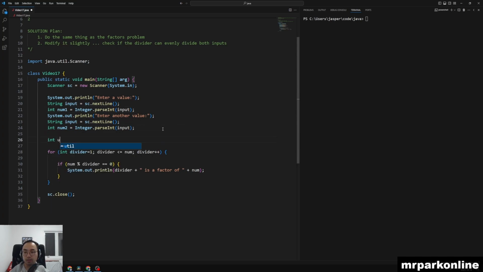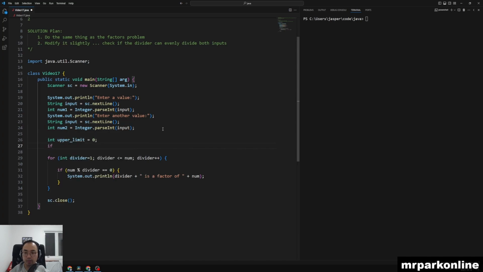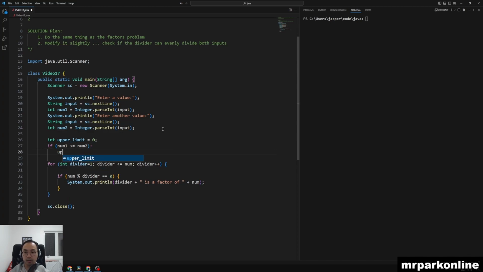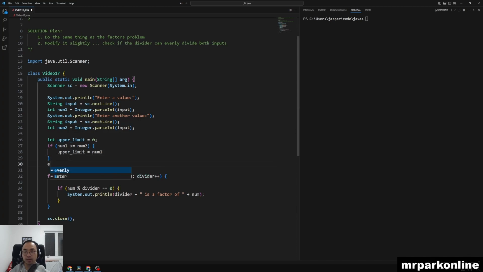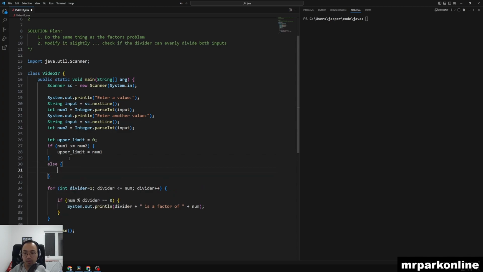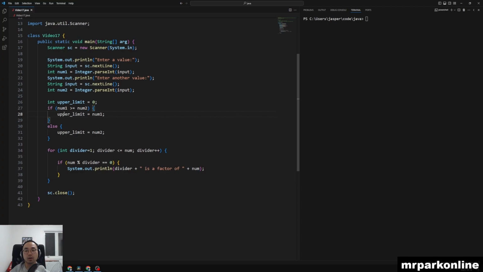So let's do the following. We can say int upperLimit equals 0, and if num1 is greater than or equal to num2, our upper limit is set to num1, and let me write our curly braces here. If that is false though, that means our upper limit is going to be set to num2. Don't forget your semicolons. And we have our upper limit set.